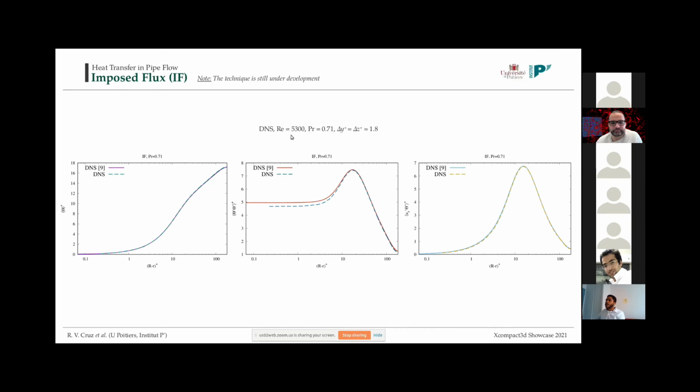So here are some of the statistics that we have already obtained. We have a good agreement in general. Only for the temperature fluctuations, we see a small difference close to the wall here. Like I said, we are still working on that. We have come up with new ideas even this week, and we are still testing. So I think this can be further improved.